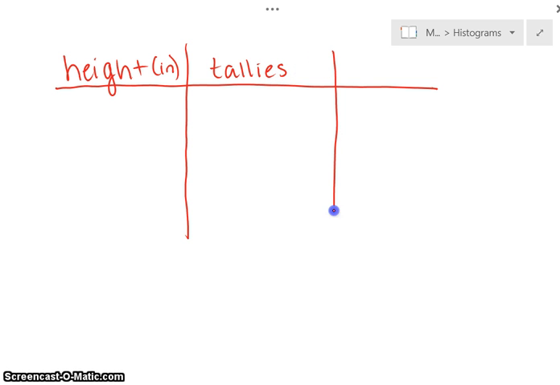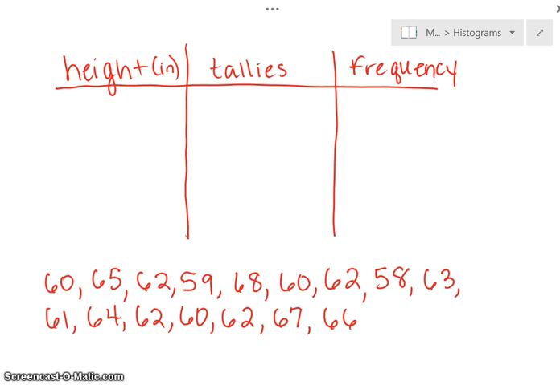And then we'll do our frequency, which is where you add up the tally marks and write them as numbers. So we're going to survey in class real quick and fill the data in and then create a histogram from it. So these are the heights of everyone in class. The first thing we want to do is put these in order from least to greatest. So let's go ahead and do that.